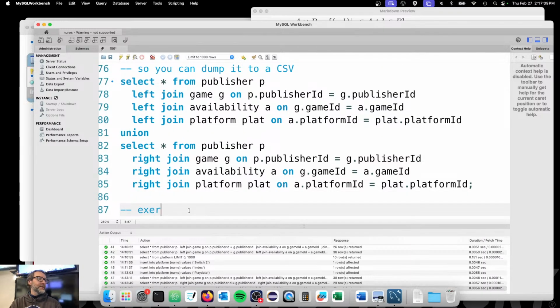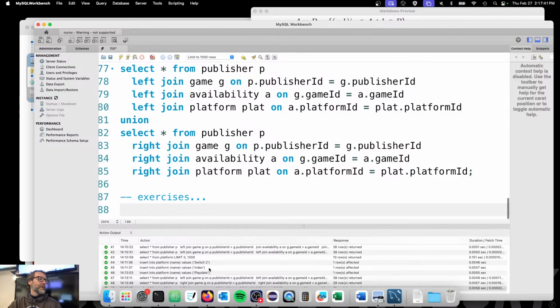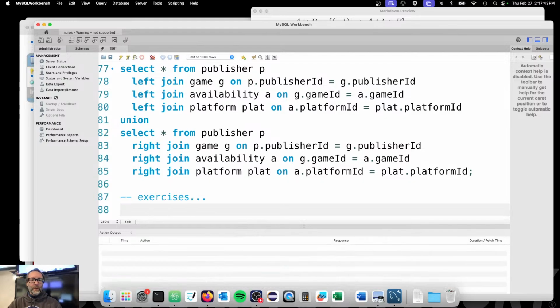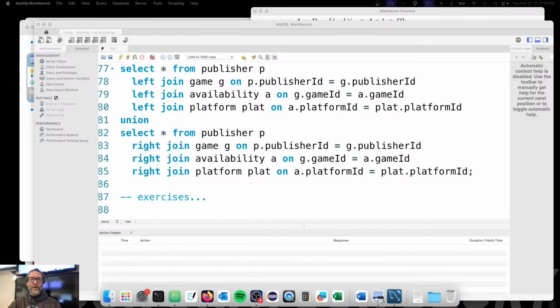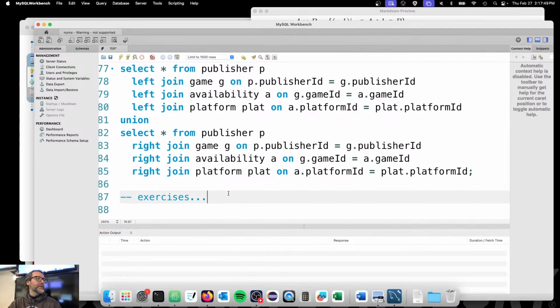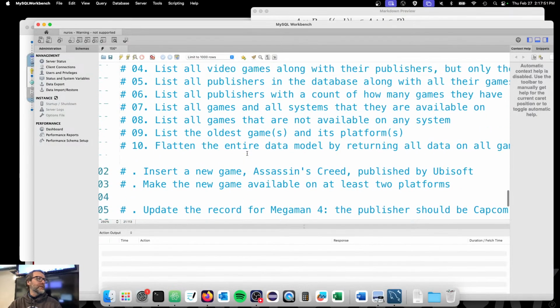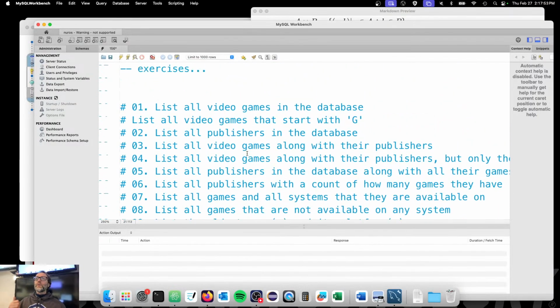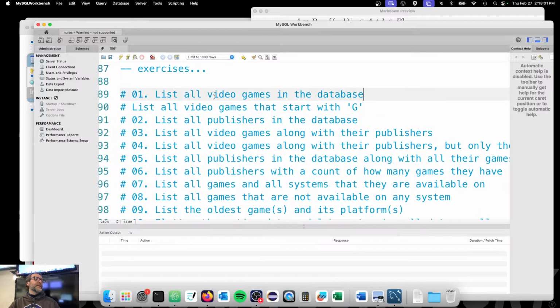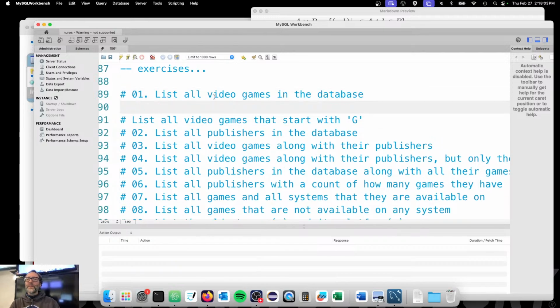Maybe some exercises. Let's go ahead and clear this out. I've got as many exercises as you want to do. We've got, or we can cut it short. But here are all my exercises. Some of them are probably repeats of what we just did. But this is what you're going to be doing in your lab next week. But not on this database, on an albums database. Right? So list all the video games in the database. Help me out. You help me out.